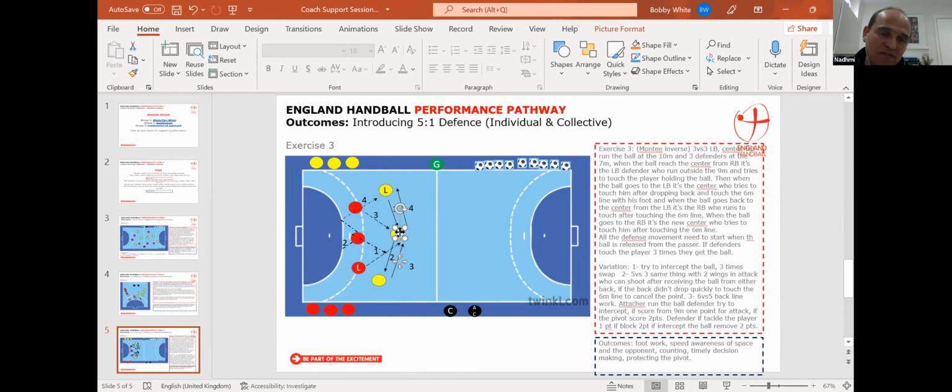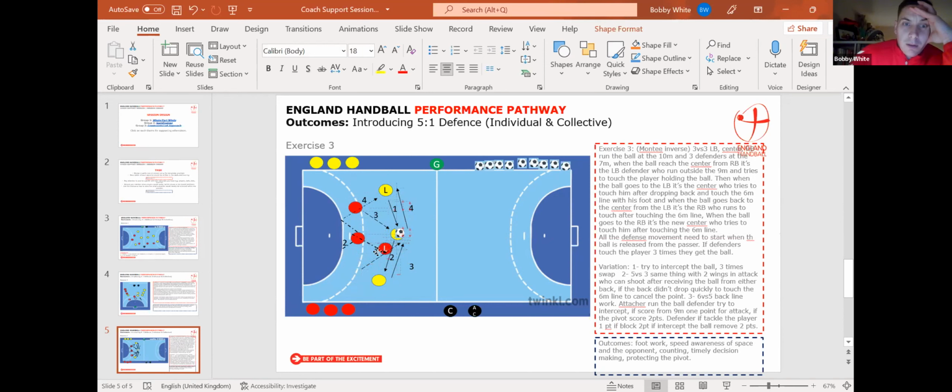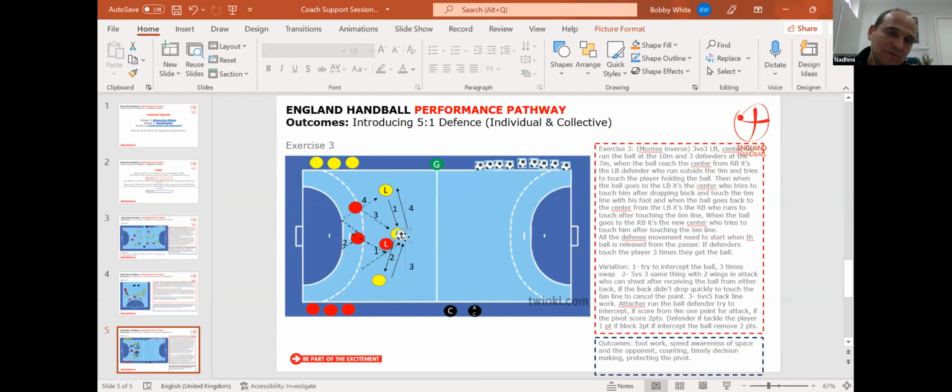The left back defender runs and tries to touch the player. Is it this one, or this one? Yeah, the center. Okay. Then when the ball goes from the center to the left back, the center defender should touch the line and then come up and try to touch the player holding the ball.